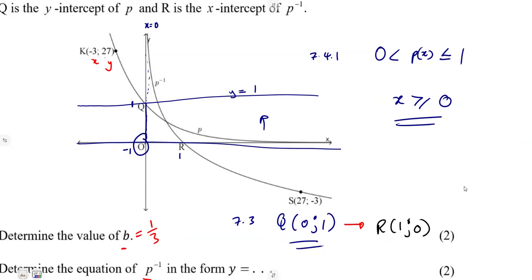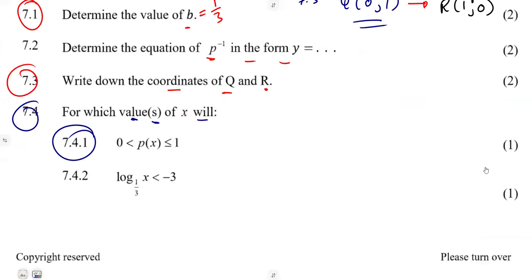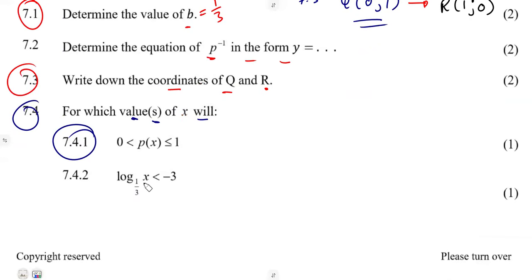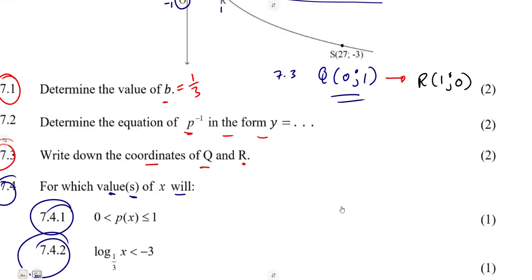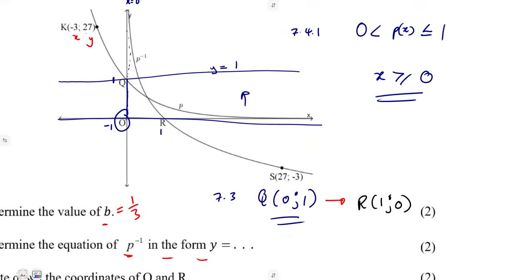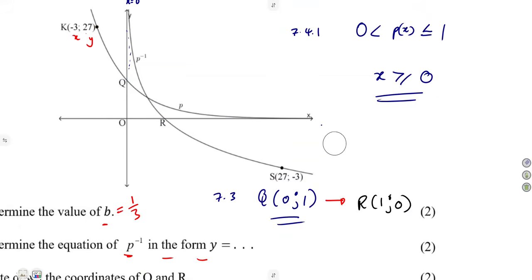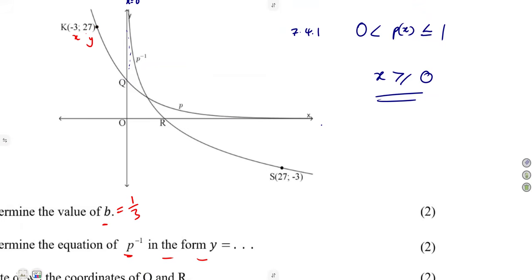Then another condition from here is given as the logarithm of x in base a third is less than -3, in 7.4.2. Again, we can also use the graph to answer this one because we can see it. This is taken from the logarithm of x in the base of a third. That's 7.4.2. If you check, this here is from our inverse.